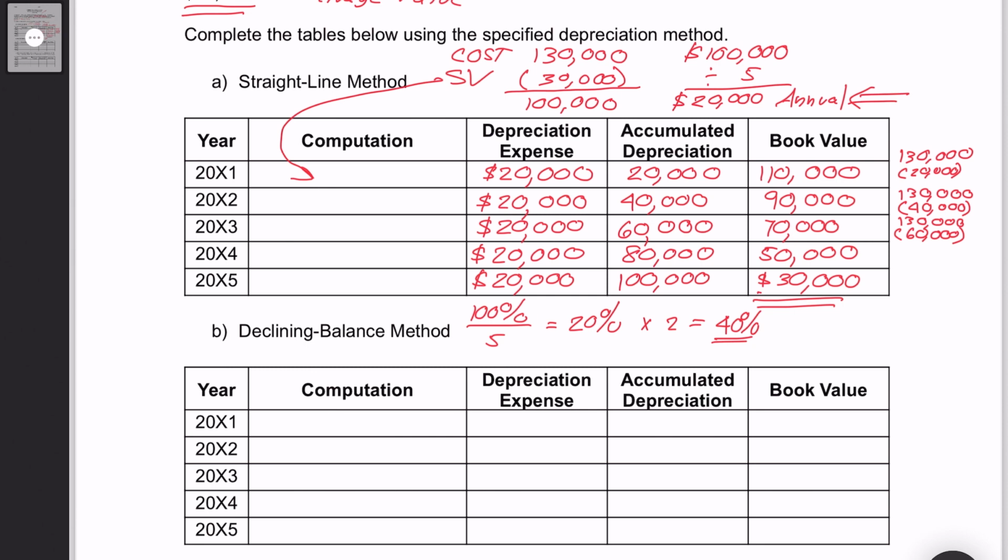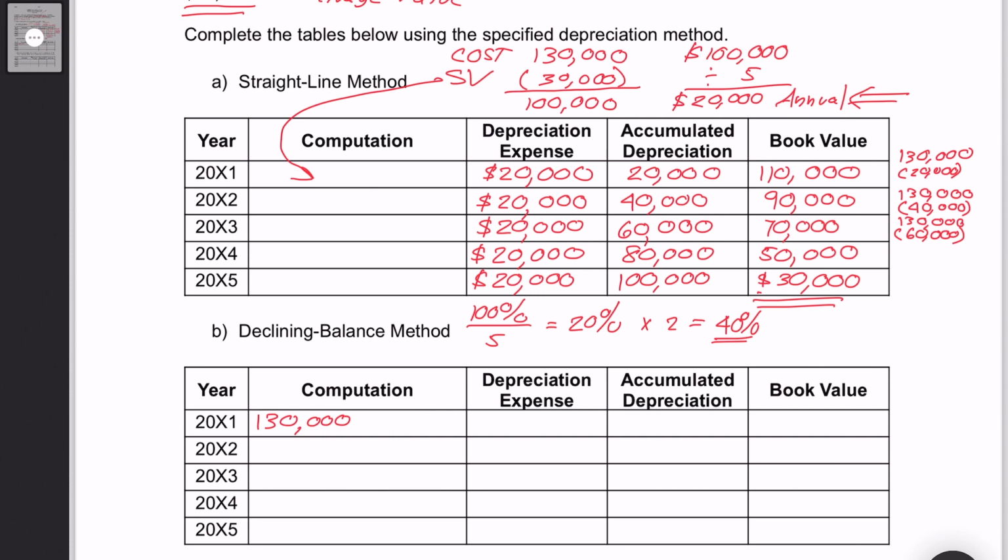Where we get a little bit different with declining, we're not going to start with our depreciable value. We're going to go right from the historical cost and work our way through. So the computation part in this one, I'm going to make sure that it ends up in each one of these computation boxes. So in the first year, our historical cost was $130,000.